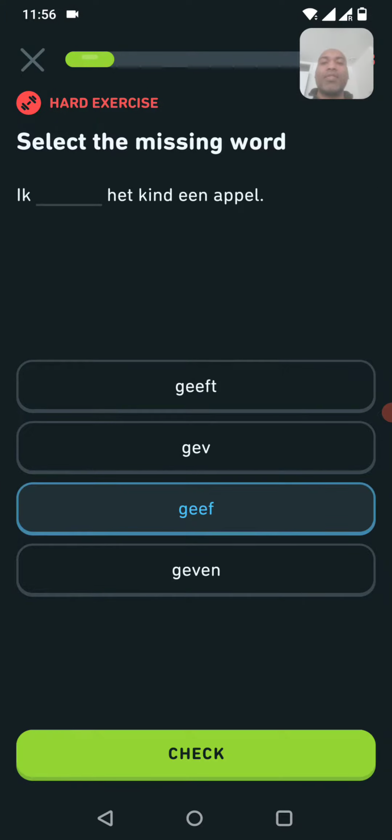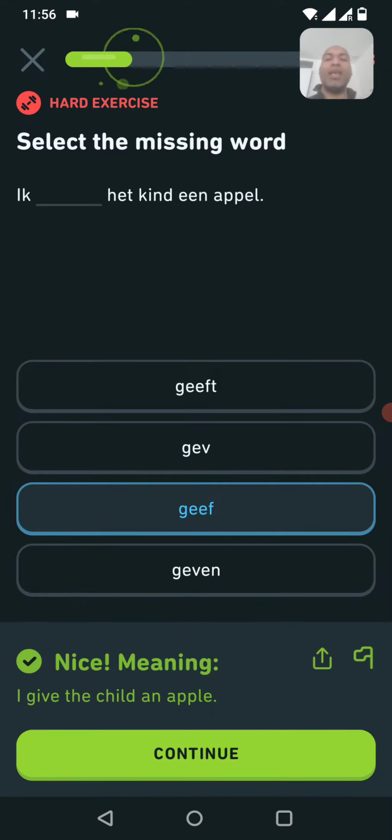Ik geef, het kind en appel. Ik geef, het kind en appel. Geef, geeft, geven.